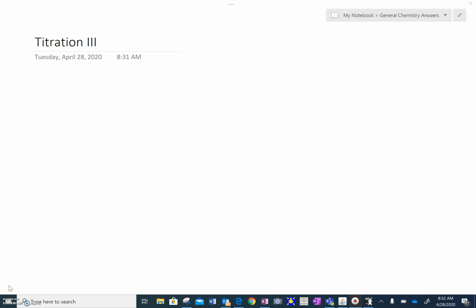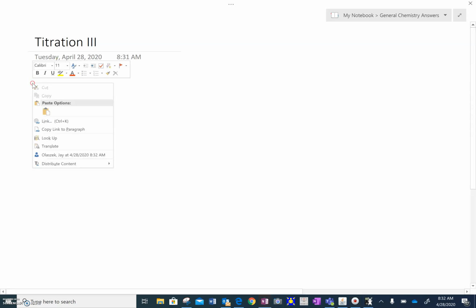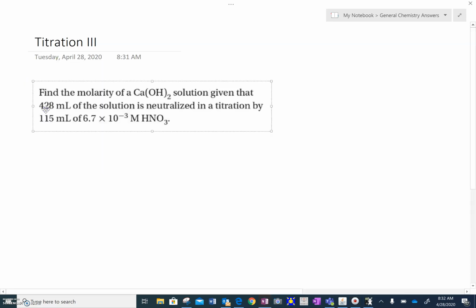Okay, let's do this one more time. And we're going to do one where we have to find the concentration of an unknown that has a coefficient. All right, you'll see what I'm talking about. Let's try this one, okay?